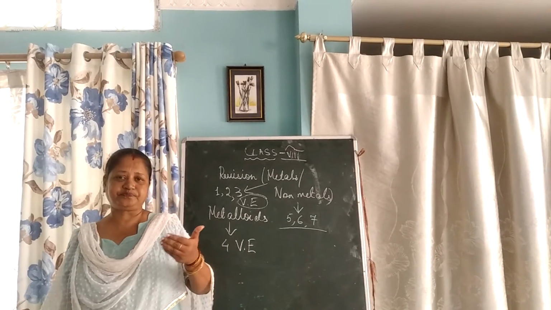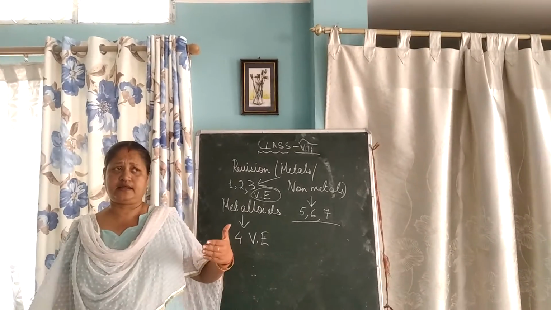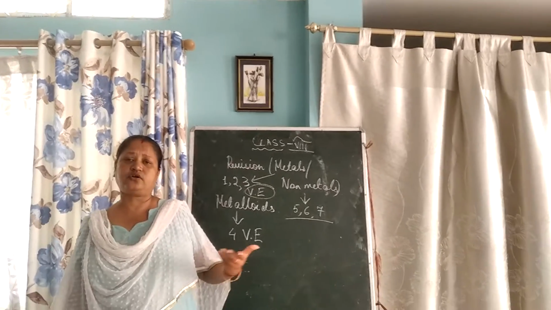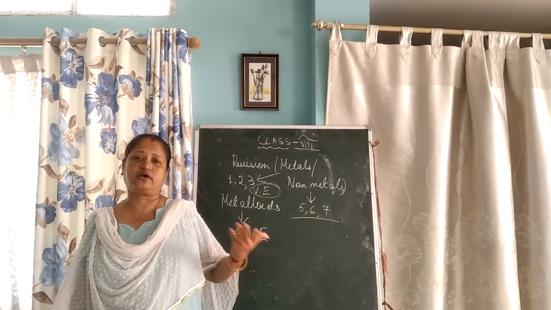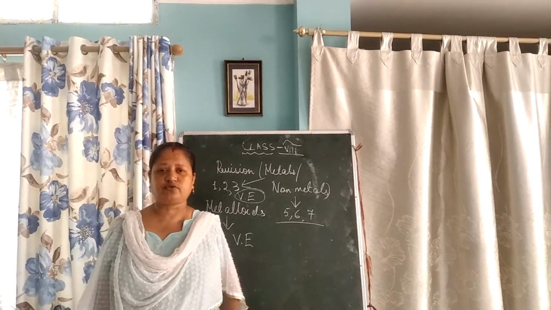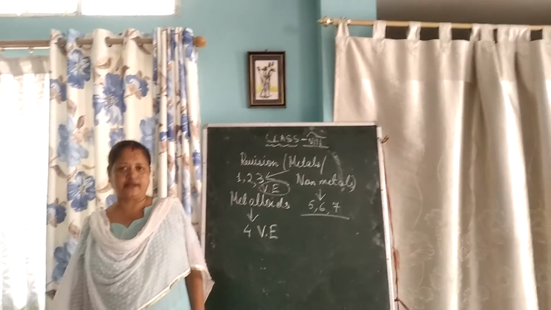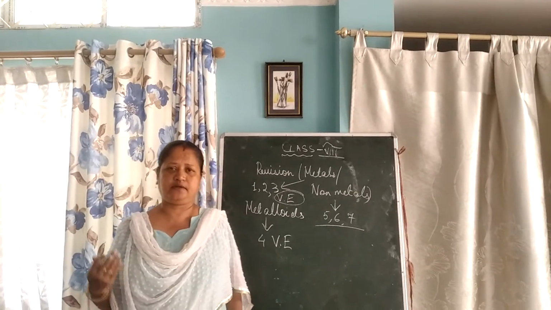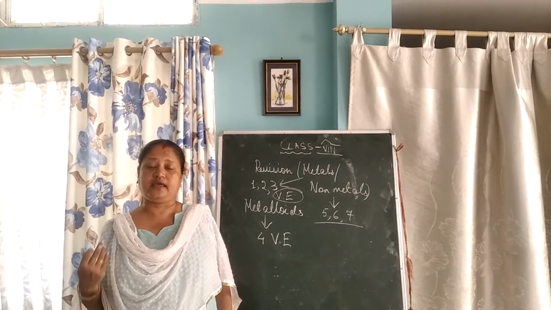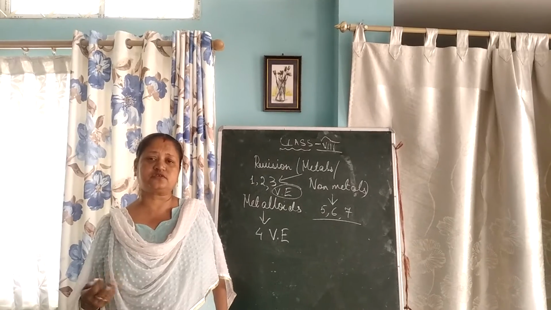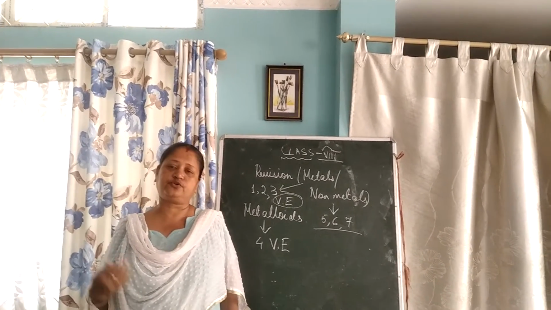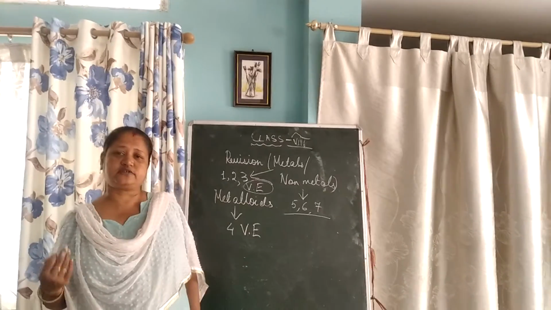Since the octet is complete, they need not accept electrons or give out electrons from their electronic configuration, and that is why they are known as inert gases or noble gases, because they are not reactive. Why are they not reactive? As I have told you, the valence shell is complete.